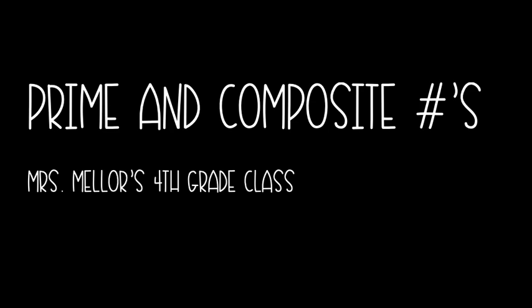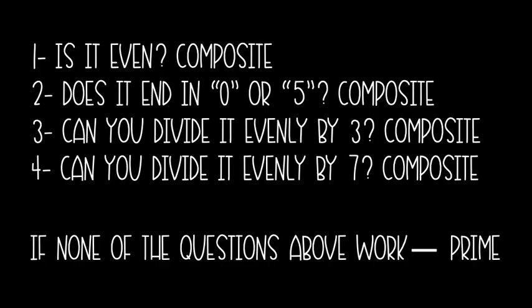So I've simplified it to 4 steps that if they will follow, they can figure out if it's prime or composite pretty quickly. The first step is, is it even? If it is an even number, it is always going to be composite. And they can stop right there and write composite.